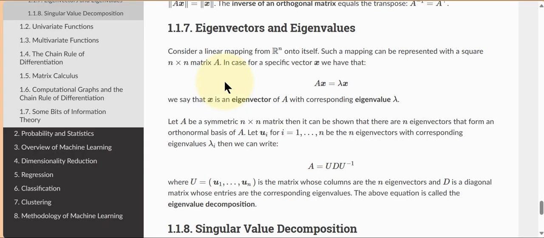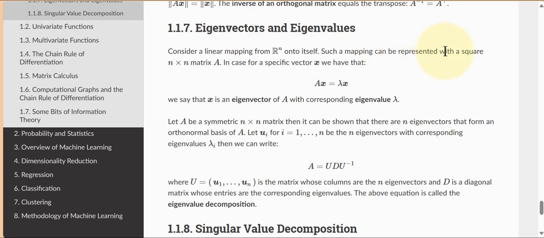Okay, next we talk about eigenvectors and eigenvalues. And since this is a review, we'll just state it. Consider a linear mapping. We know what linear mapping means. Basically, a linear mapping means it's a function, but it also means that there's a matrix associated with this mapping.